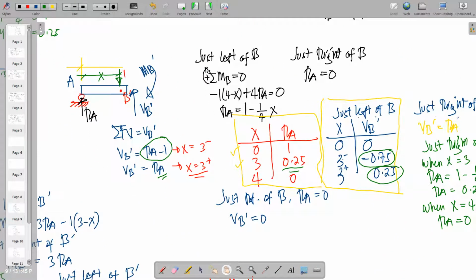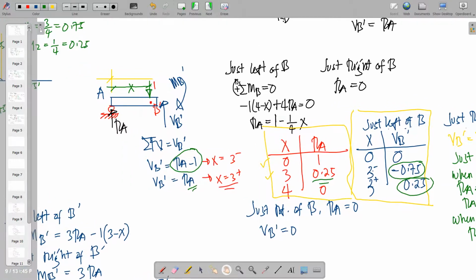So by that, just right of B, RA will be equal to 0. Always equal to 0. And from equation 3, plus your VB prime is always equal to RA. So if RA is 0 consistently at that portion, therefore your VB prime is equal to 0.